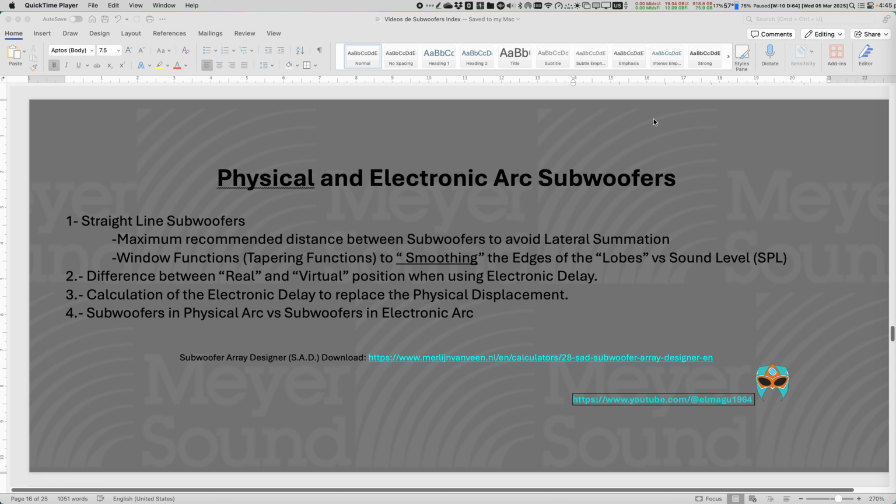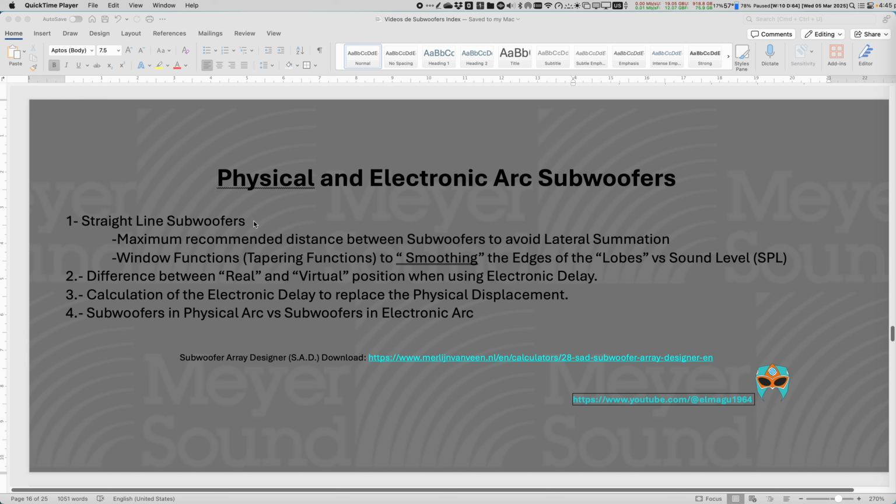Hi, this is another video of the series of videos that explain subwoofer system design techniques. In this one, we will focus on understanding the difference between a physical arc of subwoofers in front of the stage and an electronic straight line that, by the use of different values of electronic delay, will simulate the electronic arc.